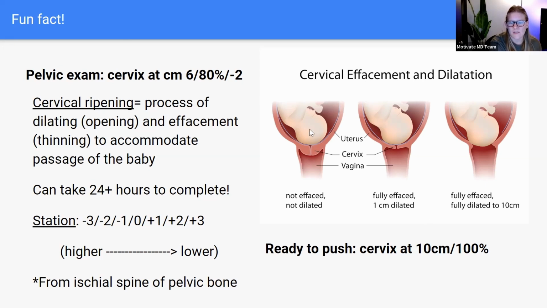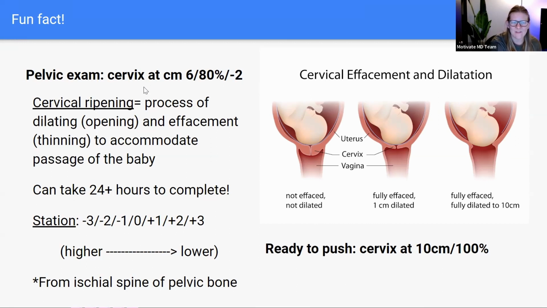If you look at this picture here, this is really highlighting effacement. If you look at how thick the cervix is when it's not effaced, it's usually a couple of centimeters thick, and you wouldn't even be able to pass a finger through the cervix. But then as you get more effaced, your cervix starts to thin out, shrinking down in thickness, and that usually also accompanies dilation. So you can see it's starting to get a little bit more open here. And then when you're fully effaced and fully dilated, the cervix essentially just disappears and it's completely open to allow for the fetal head to pass through.